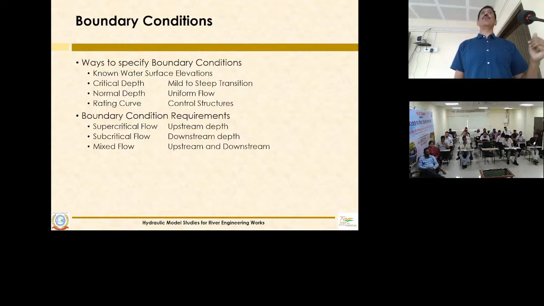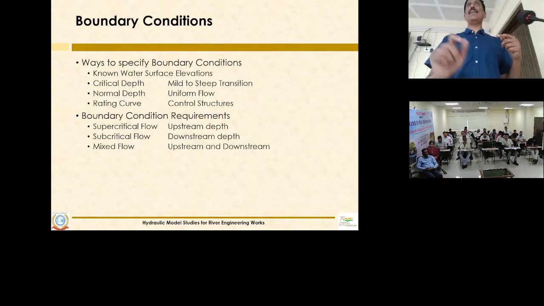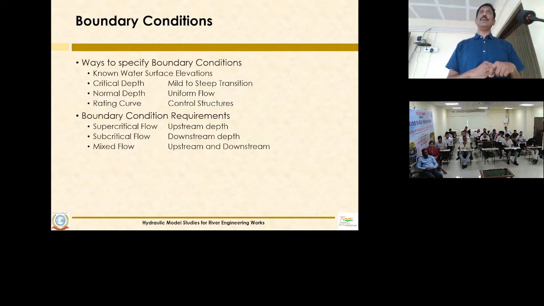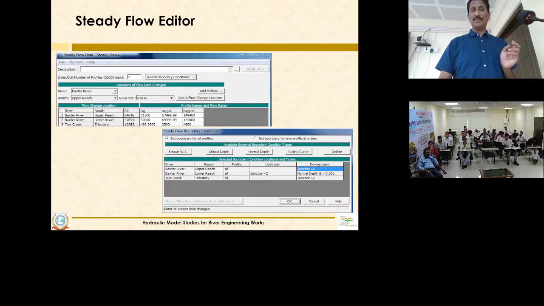Rating curve: if you are placing a weir or barrage, there is a rating curve developed on the site. That rating curve can be used for the barrage or weir. And then there is the critical depth. If you are designing a transition or a standing wave flume, the critical depth becomes very important, because that is the standard depth. For supercritical flow, as I have explained, you have to specify the boundary upstream, for subcritical flow downstream, and for mixed flow you can give it on both upstream and downstream.